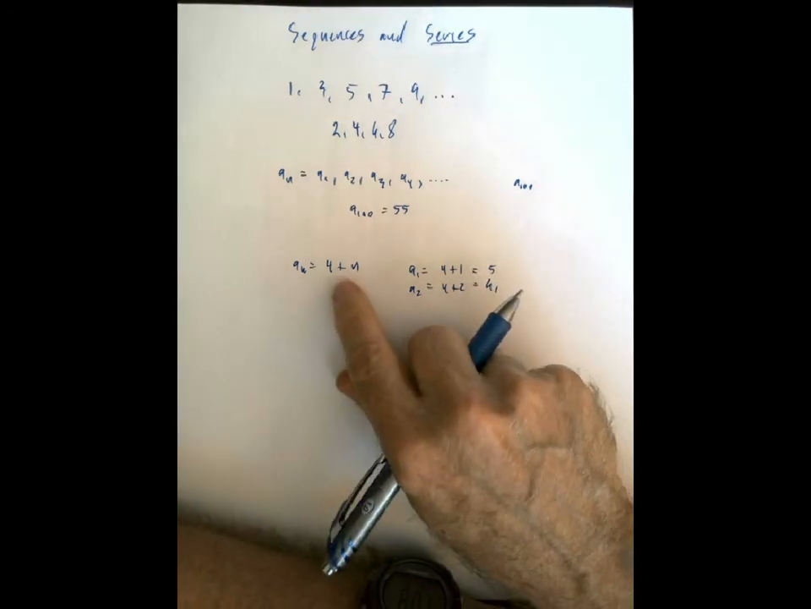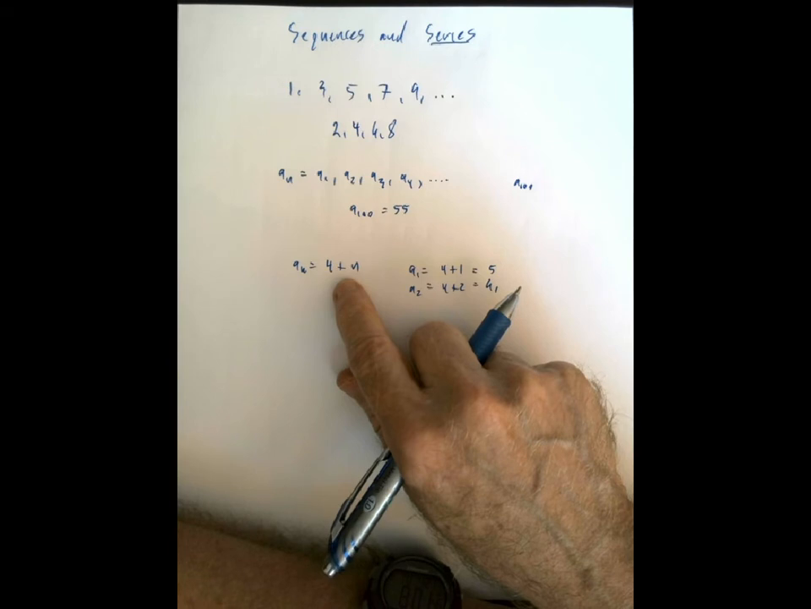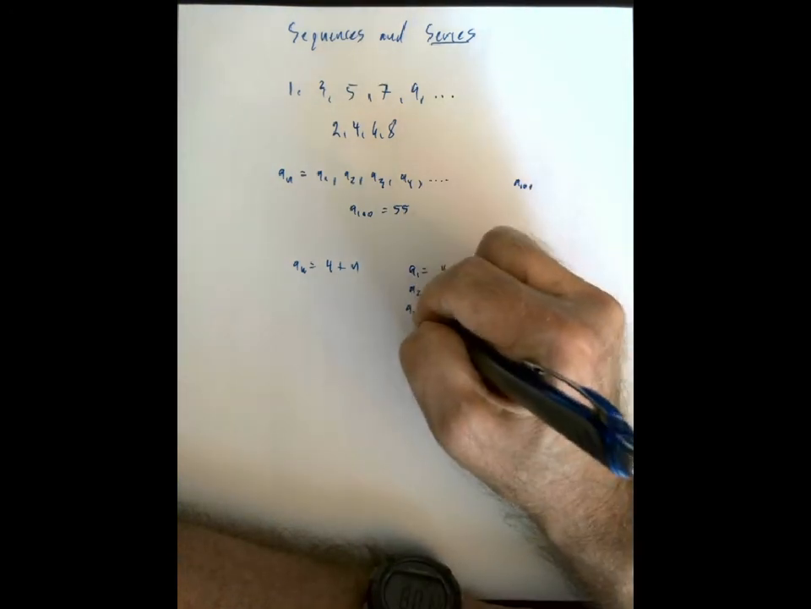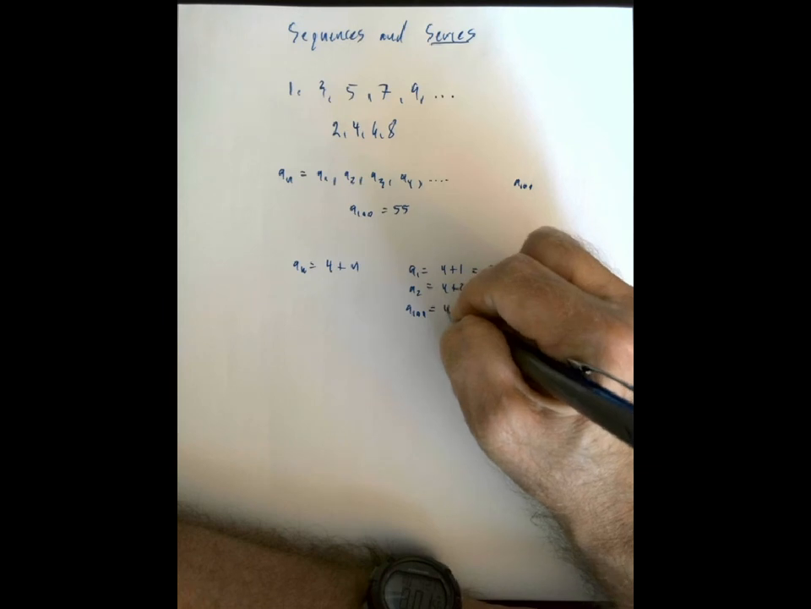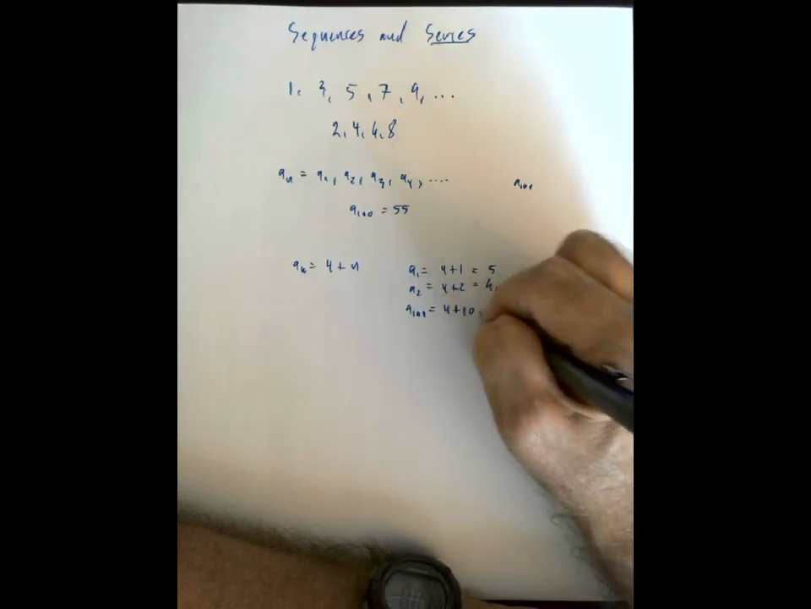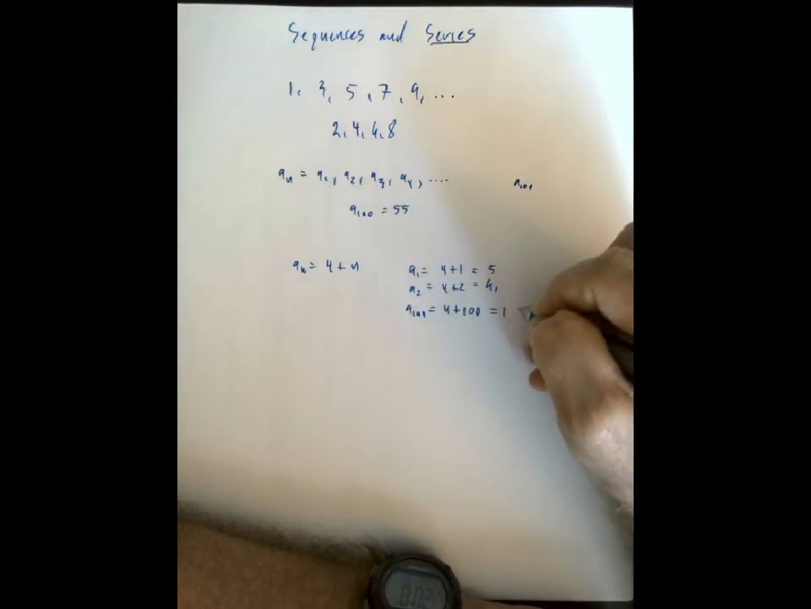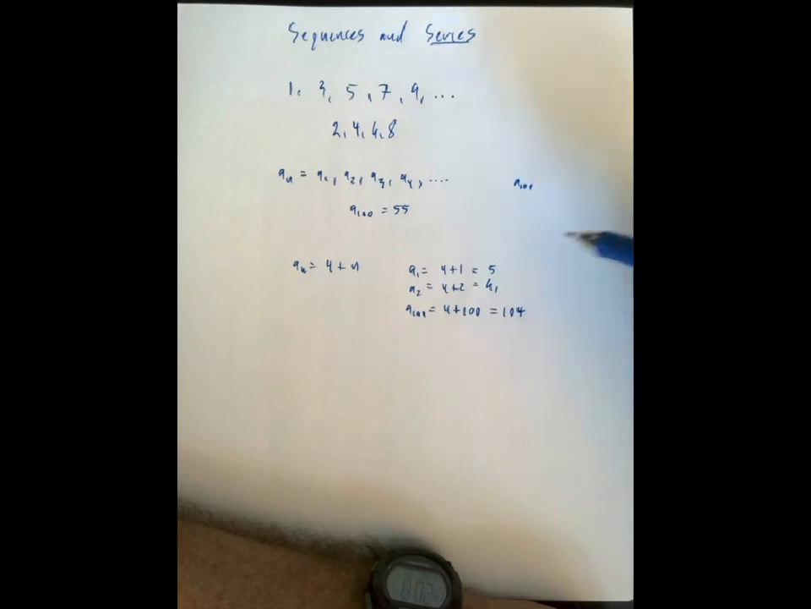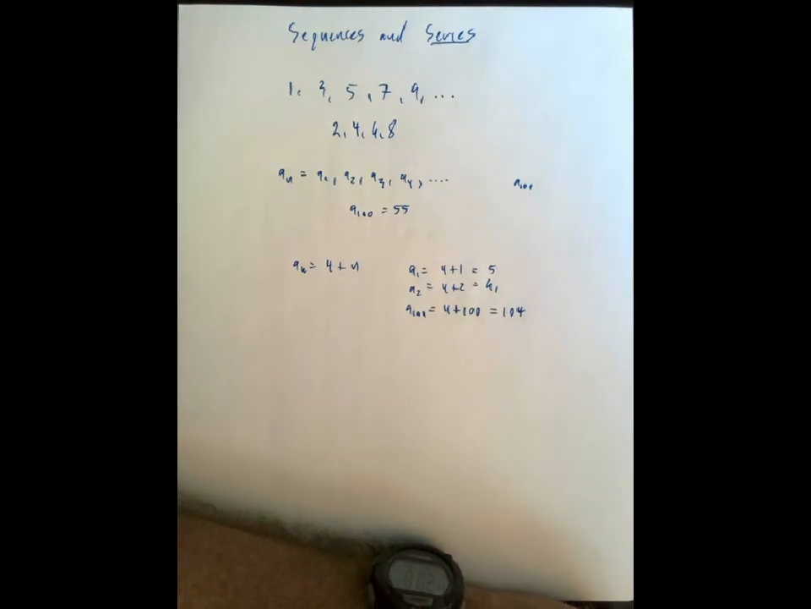This allowed us to generate any term, any value in a sequence that we want. We just have to know which term we want. For example, a sub 100 would be 4 plus 100, which is 104. So in this sequence, if we were to list them all out, starting with 5, 6, 7, 8, 9, 10, the 100th term would be the value 104. So that's that.